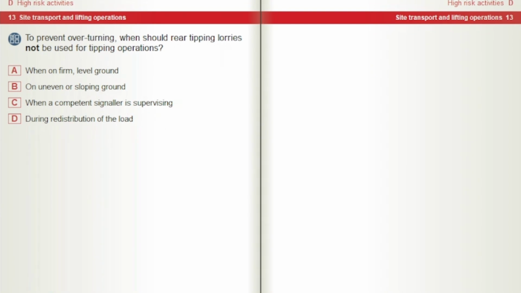To prevent overturning, when should rear tipping lorries not be used for tipping operations? When on firm, level ground. On uneven or sloping ground. When a competent signaller is supervising. During redistribution of the load.